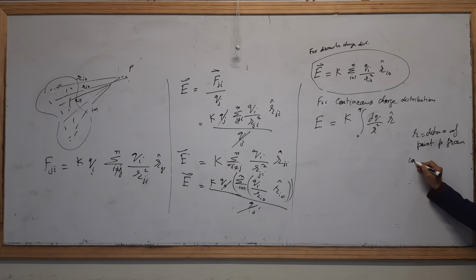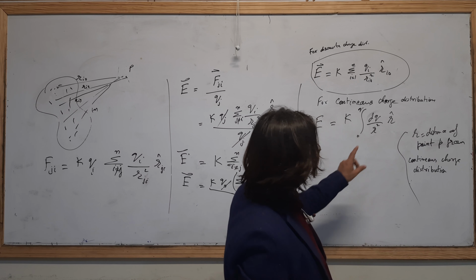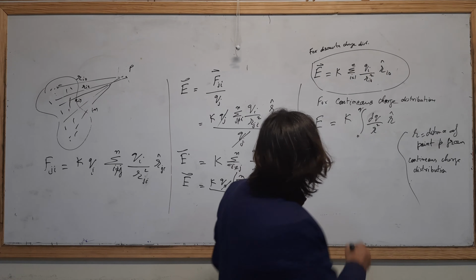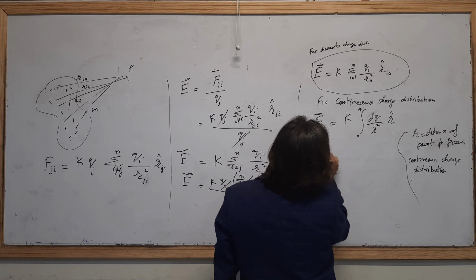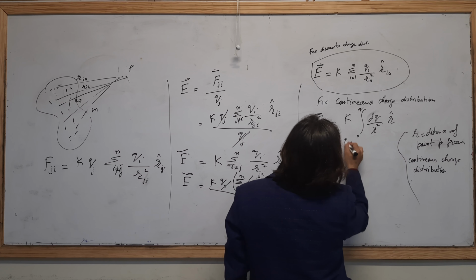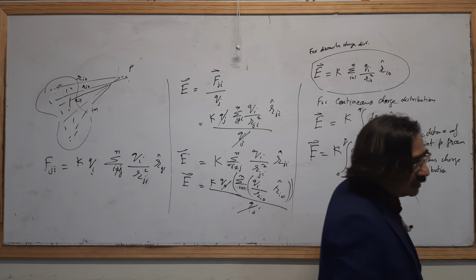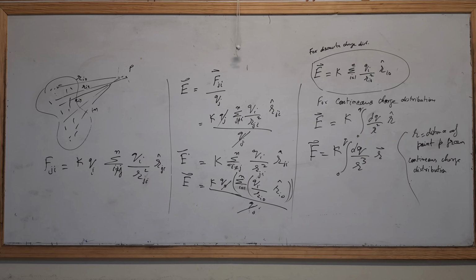Because this distribution is continuous, I can replace it with the continuous charge distribution, so this will be equal to this. Now this is the result, and these are vectors. So E will be equal to K, integral from 0 to Q, dq r over r cube. It may be written in this form, since I have multiplied and divided by the magnitude.